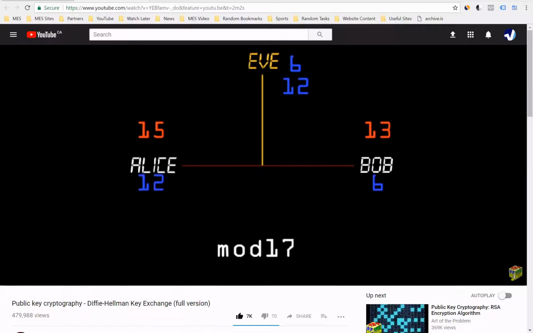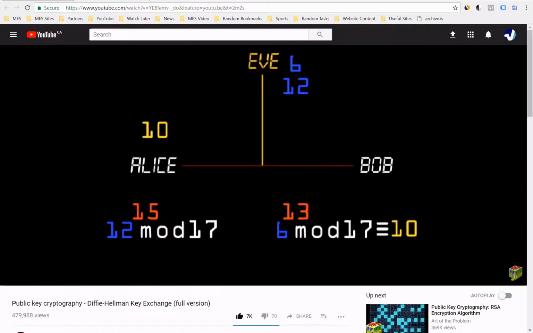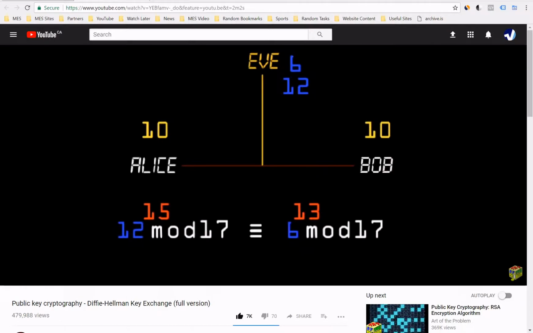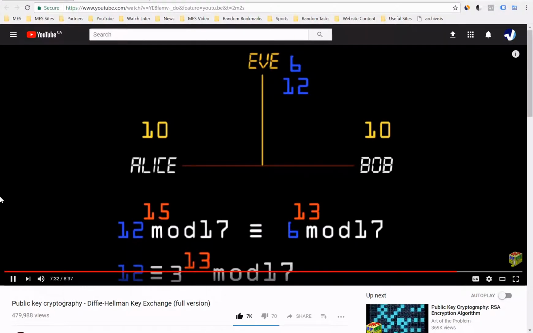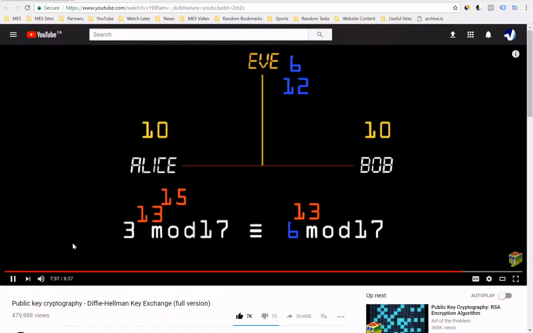And now the heart of the trick. Alice takes Bob's public result and raises it to the power of her private number to obtain the shared secret, which in this case is 10. Bob takes Alice's public result and raises it to the power of his private number, resulting in the same shared secret. Notice they did the same calculation, though it may not look like it at first. Consider Alice. The 12 she received from Bob was calculated as 3 to the power 13 mod 17. So her calculation was the same as 3 to the power 13 to the power 15 mod.